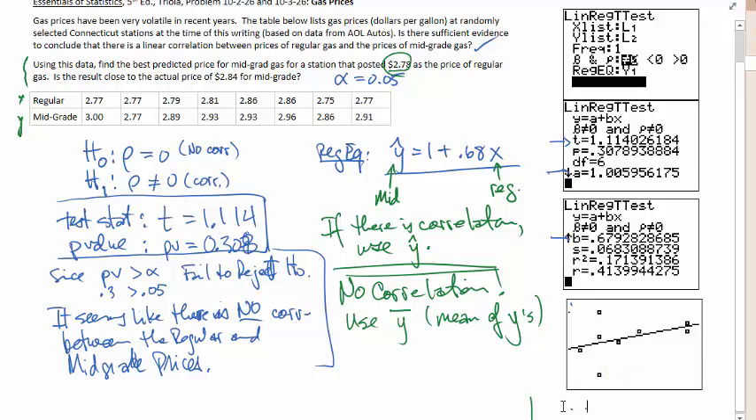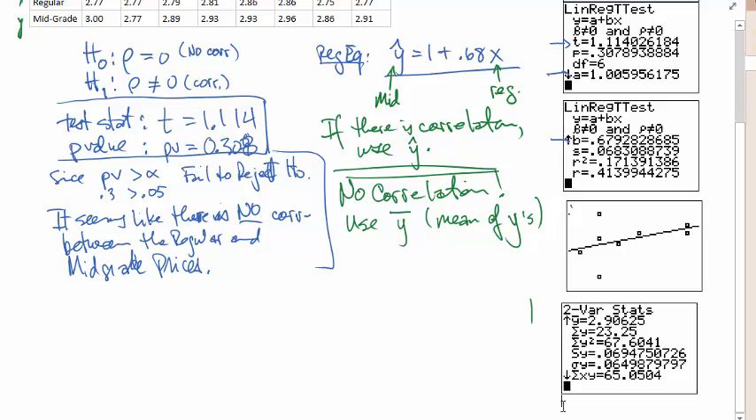Let's put that last printout here. And let's take a look at the Y bar value that we got. So best predicted value is $2.90, 91 cents.